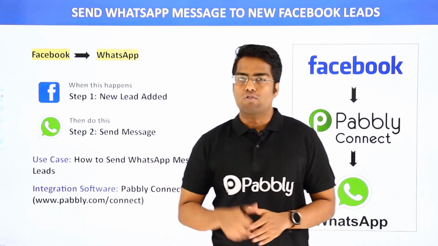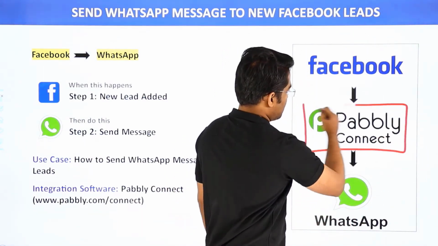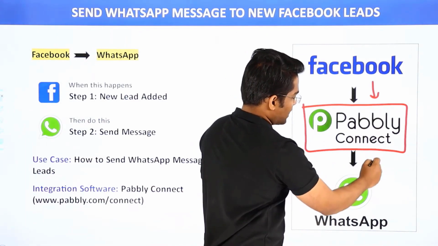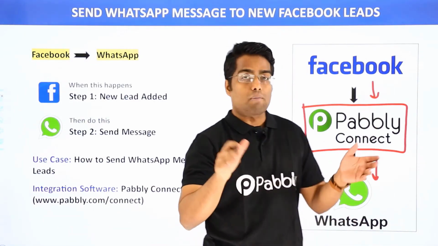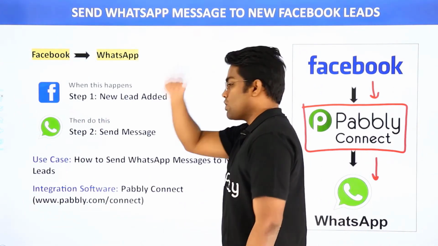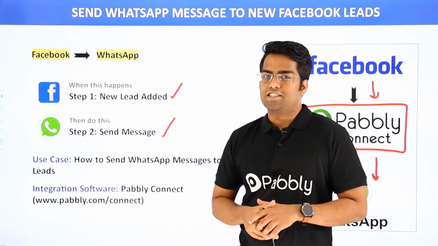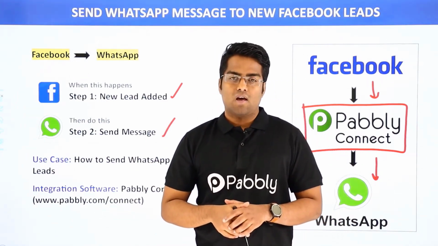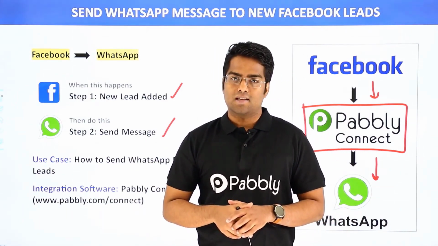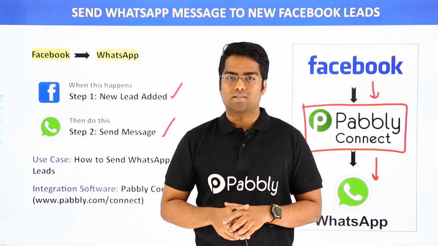So in this video we will be using Pabbly Connect to integrate Facebook and WhatsApp. So what Pabbly Connect will do is, anytime a new lead is added in Facebook, it will automatically send a message on WhatsApp. Now this little integration can be done in few easy steps. And the best part of using Pabbly Connect is there is no need for coding skills or programming knowledge. Let me show you on my screen.